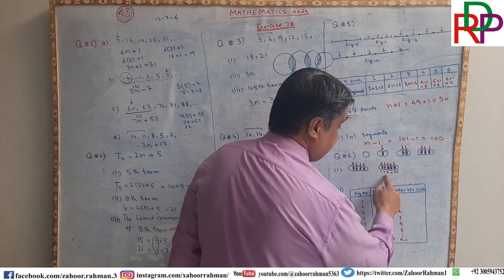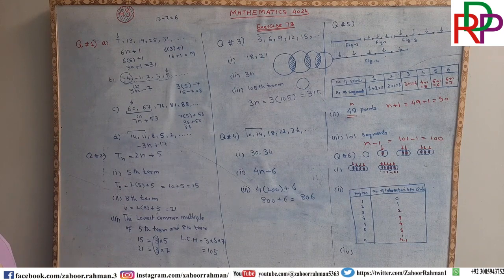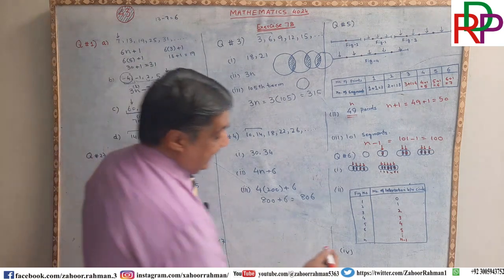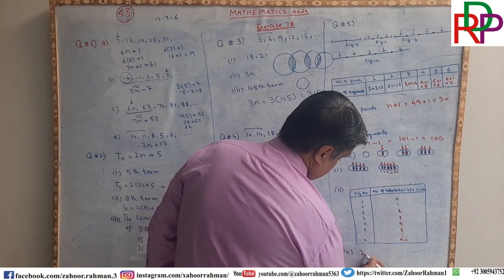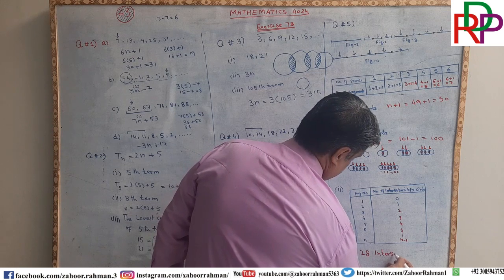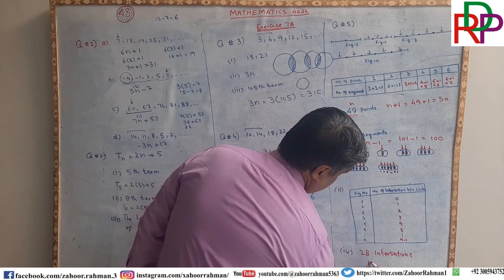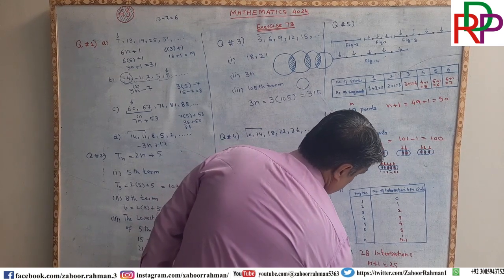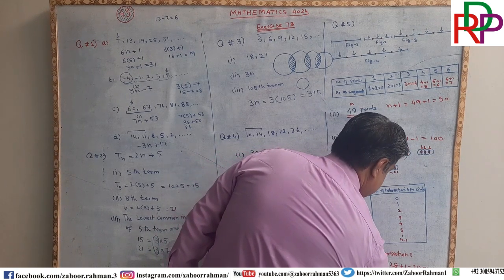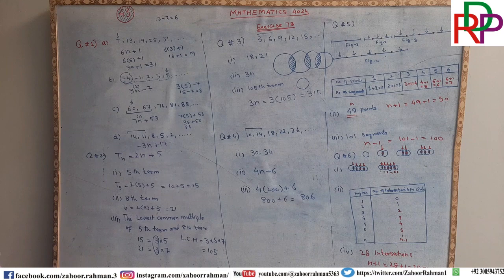One more circle, as we can see here as well: 1, 2, 3, 4, 5. So they are saying if there are 28 intersections, how many circles will be there? 28 intersections means that here we will use n plus 1. So 28 plus 1 is equal to 29 circles will be there if you are having 28 intersections.